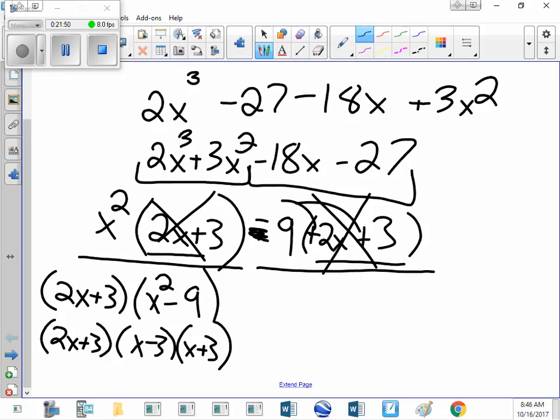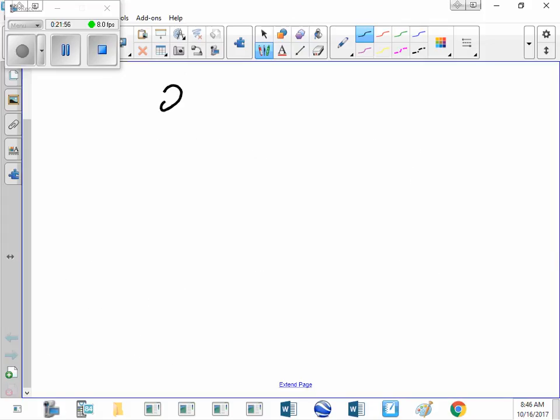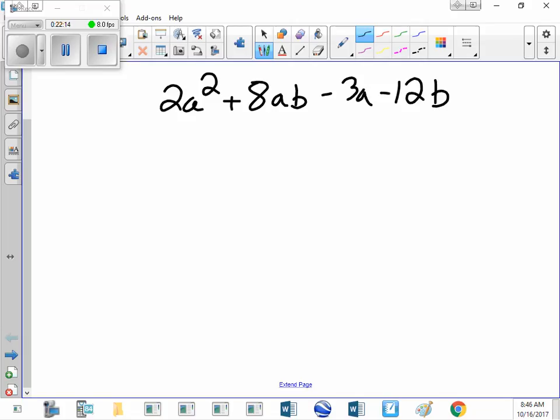Let's do number 10. 2a squared plus 8ab minus 3a minus 12b. And these actually are in order. You'll see in a little bit. Let's group. What can I take out of that group?